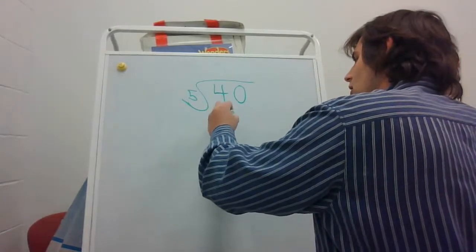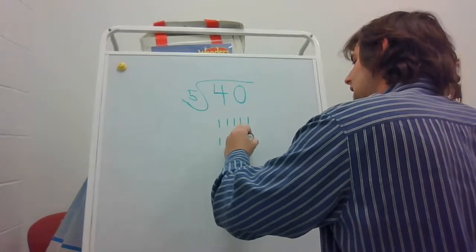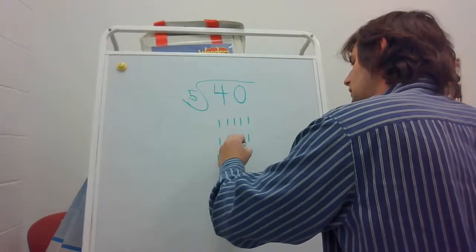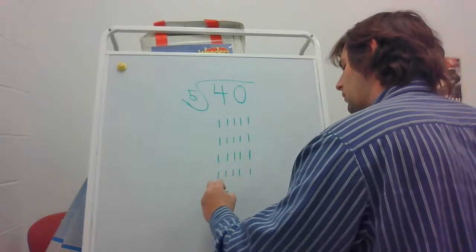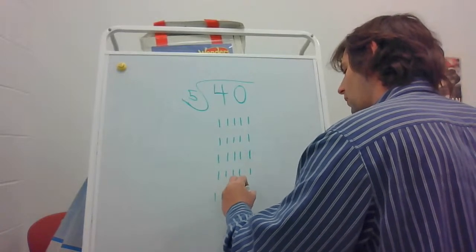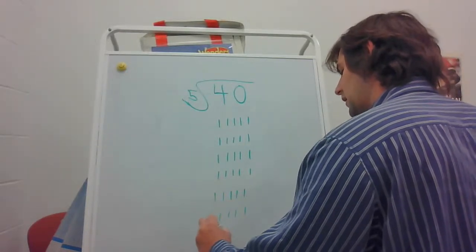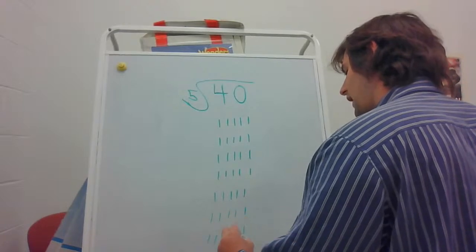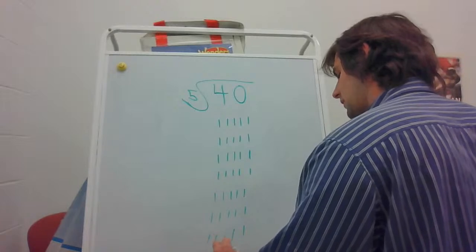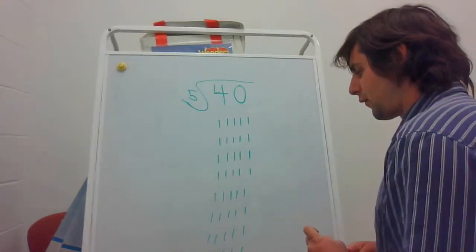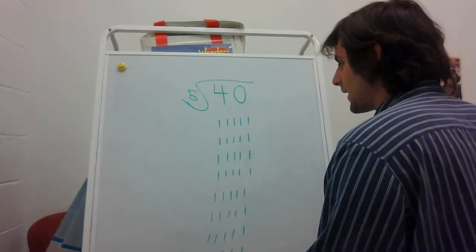1, 2, 3, 4, 5, 6, 7, 8, 9, 10, 11, 12, 13, 14, 15, 16, 17, 18, 19, 20, 21, 22, 23, 24, 25, 26, 27, 28, 29, 30, 31, 32, 33, 34, 35, 36, 37, 38, 39, 40. So I now have 40 tallies, and it took me 8 rows of 5 to get the 40 tallies.